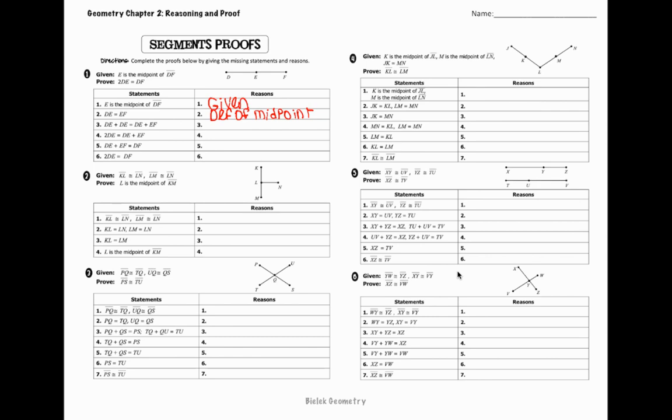Okay, so then now they're saying DE plus DE equals DE plus EF. Well, because we know that DE and EF are equivalent to each other, we can go through and add those to both sides since they are equivalent, and that would be by the addition property.